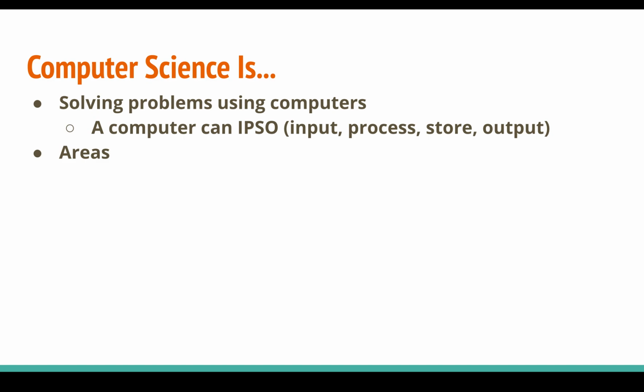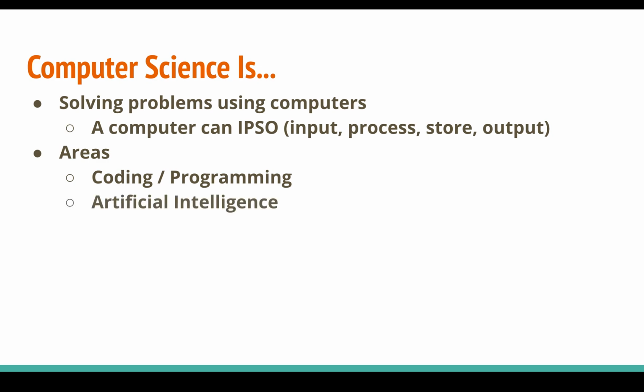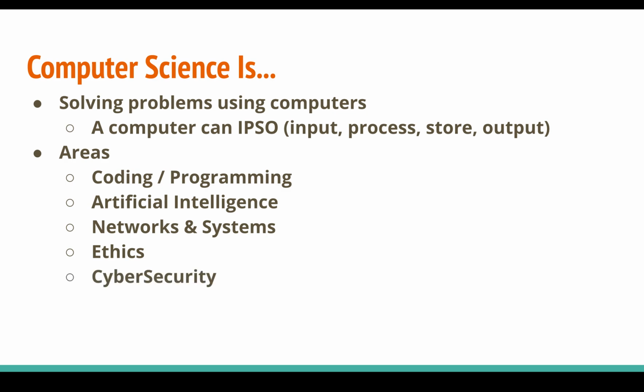What are the areas of computer science? Well, there's coding and programming, which many of you know. There's artificial intelligence, which we'll talk about this semester. Networks and systems. How do things connect? How does the internet work? Ethics. Even though we can do certain things, should we do certain things? And especially related to artificial intelligence.